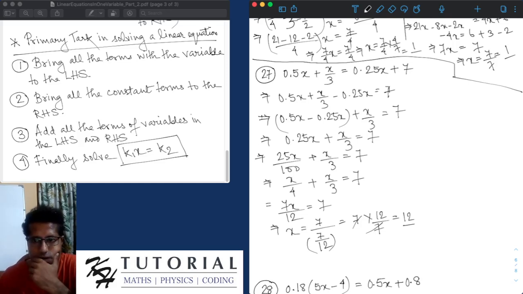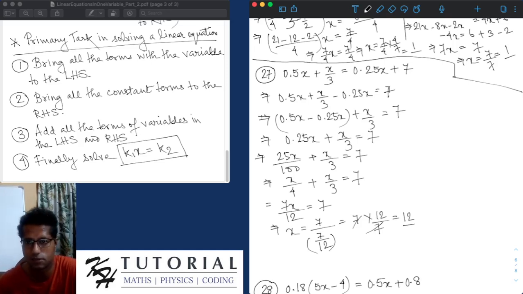Now in some equations where you have decimal numbers as constants or as the coefficients of the variable terms, it is often convenient if you multiply both the LHS and the RHS with a power of 10, and that power will be the maximum decimal places of the decimal numbers, considering both the constant terms and the coefficients of the x terms.